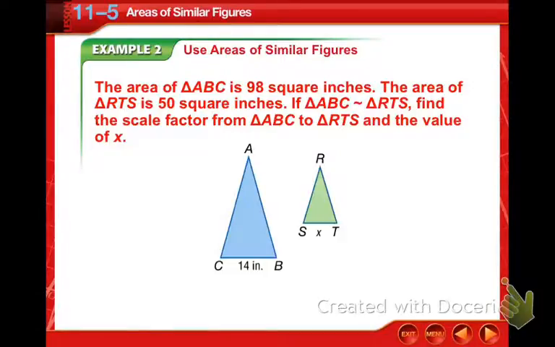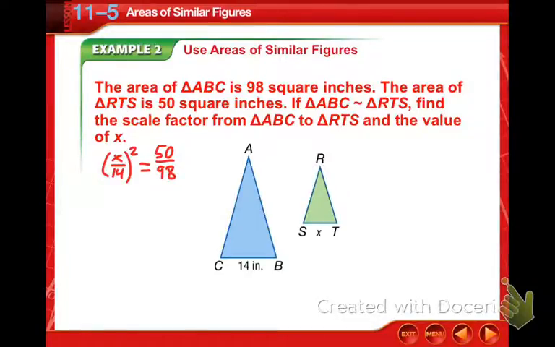Alright, so here we are actually trying to find one of the sides. We don't have our scale factor, but we do have the areas of the two, right? So we're going to make our formula. We know that one side is 14 of the larger triangle. The other side that corresponds to it on the smaller triangle is x, and that's squared. So our x goes with our smaller triangle, which is RST, and the area is 50 of that one. The larger triangle has an area of 98.